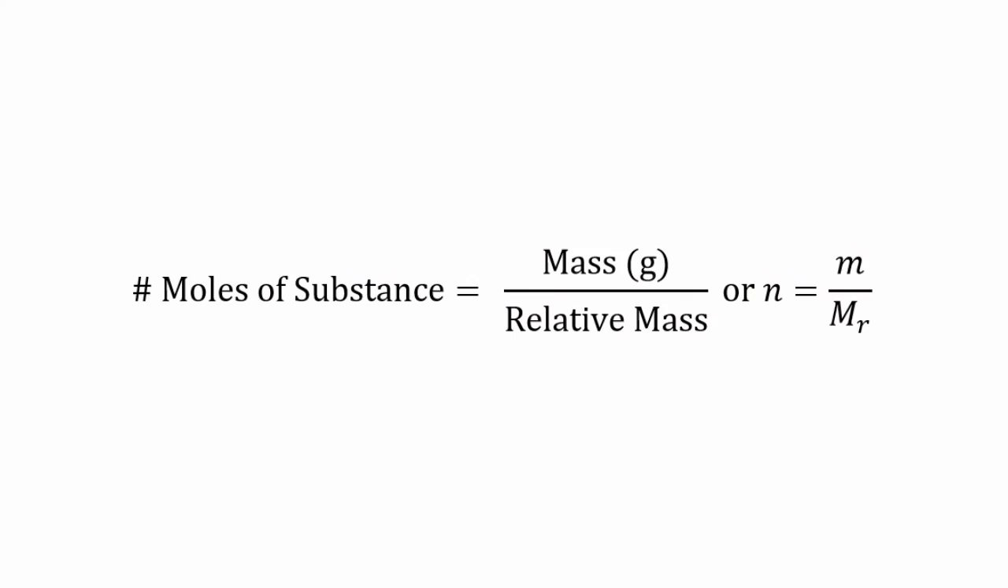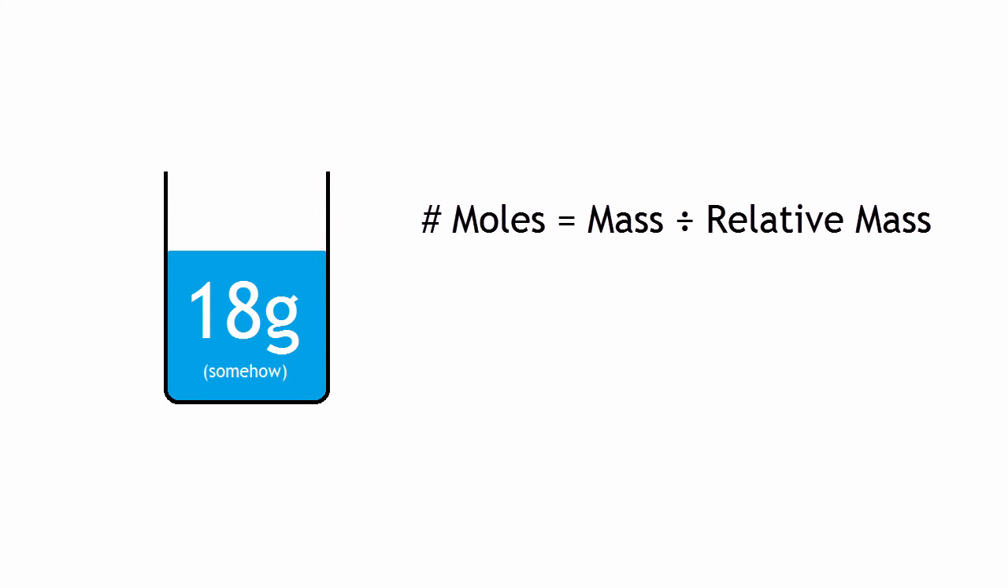Now, if you have some substance lying around, then you can find the number of moles in that amount of substance. The number of moles equals the mass of that substance divided by the relative mass of that substance. So if I say I have 18 grams of water in a glass, then the number of moles of that water will equal the mass of the water, 18, divided by the relative mass of the water, which is 18 if you work it out. And so there will be 1 mole of water in 18 grams of water.